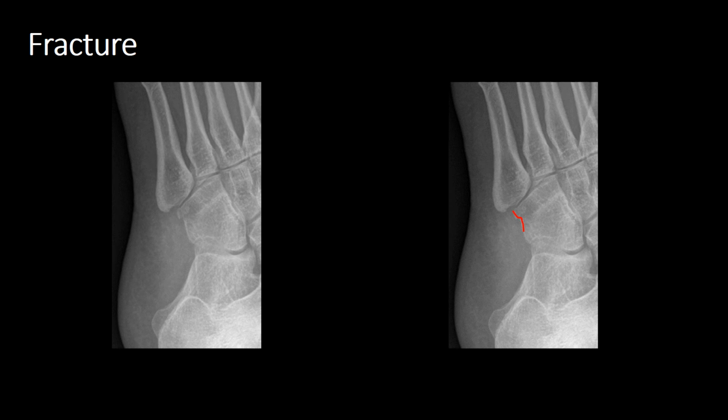And now we can clearly see that break again. So if we go around the margin of the cuboid, we've got a completely intact cortex until you get to the lateral distal margin. You can see that there's a small step there indicating that you have an avulsion fracture.